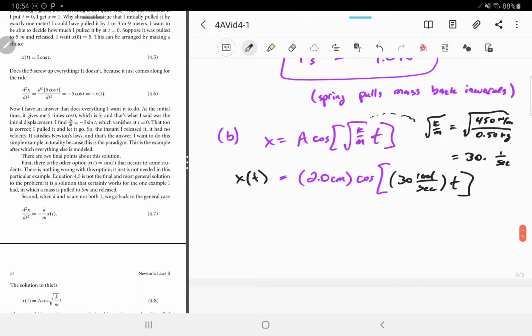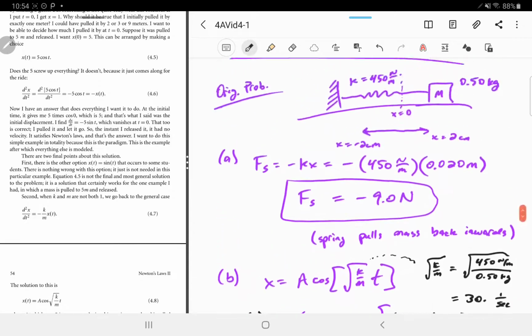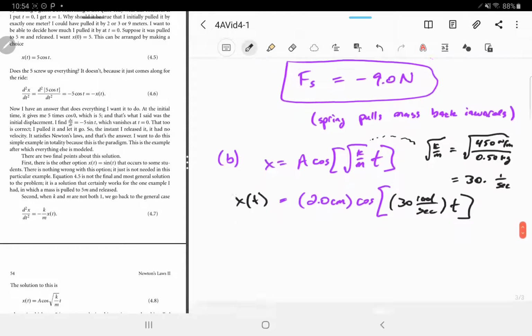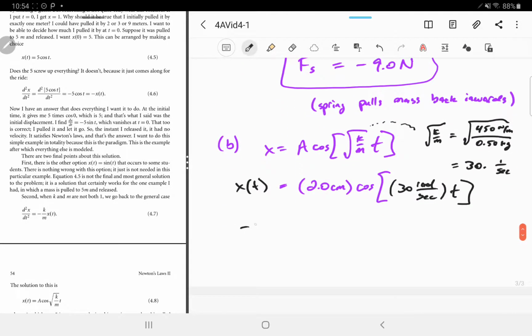Now we want to find the time where this thing is at rest. And it's at rest when x equals -2 centimeters. So I'm going to plug in x, and let's call the time t stop. This is when it first comes to a stop, to rest. This is going to be -2 centimeters. So we're plugging in x at t stop is -2 centimeters, which is equal to the right-hand side.